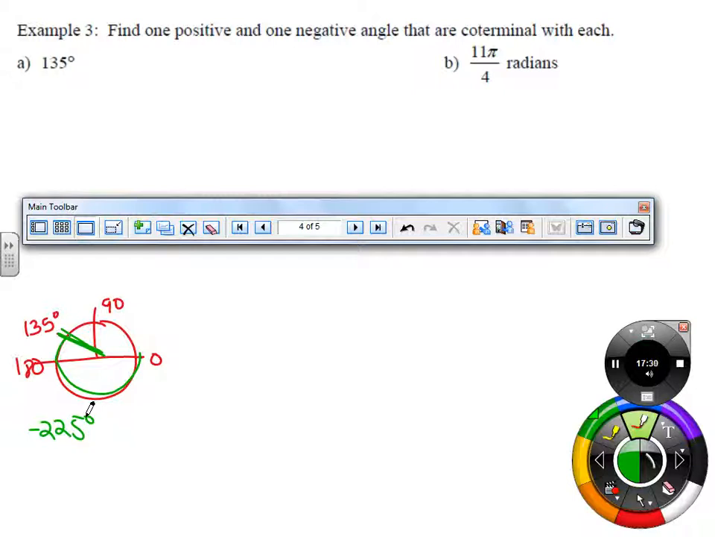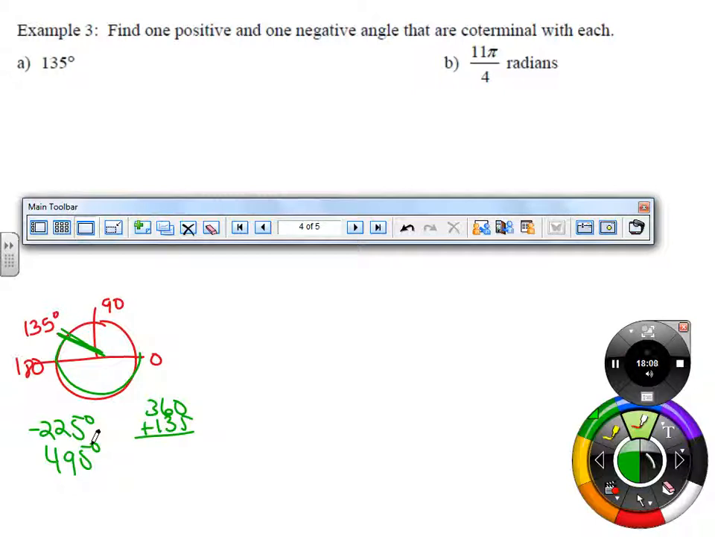What's another quick arithmetic way you could have gotten that answer? You guys could have done 360 minus 135, and you would have come up with 225 as the extra portion, and just say negative in front of it. How can I end up with another positive angle that ends in the same spot? Go all the way around and then back, which means how many degrees am I adding to this? 360. Okay, so 360 plus 135. Yeah, so 495. Okay, so that's one positive and one negative.